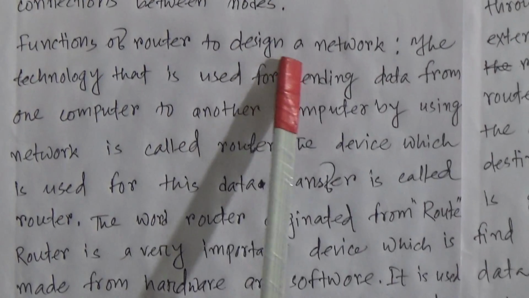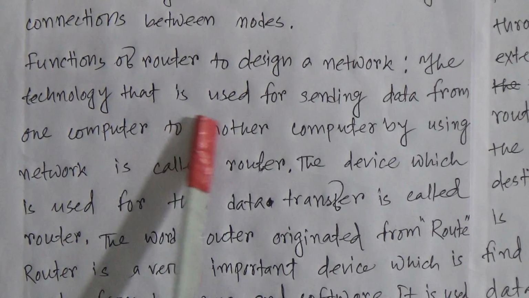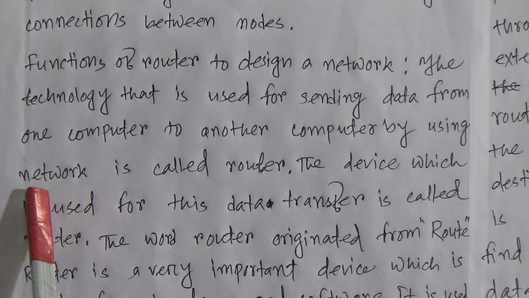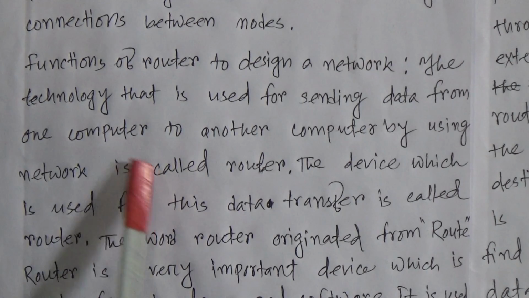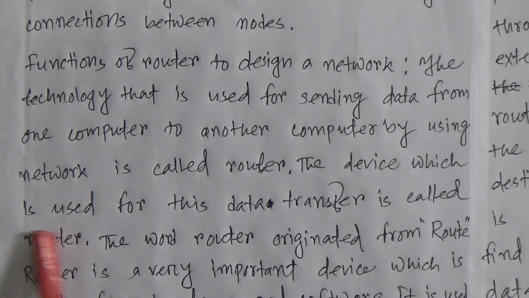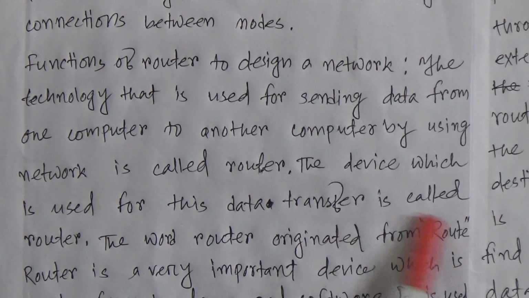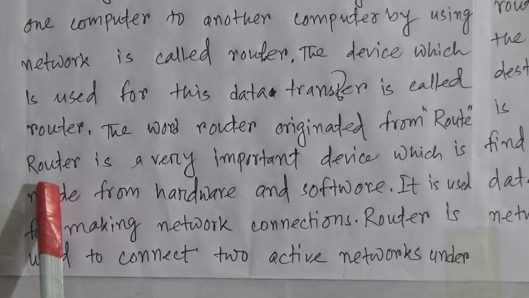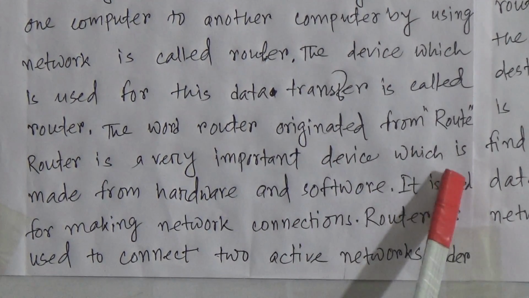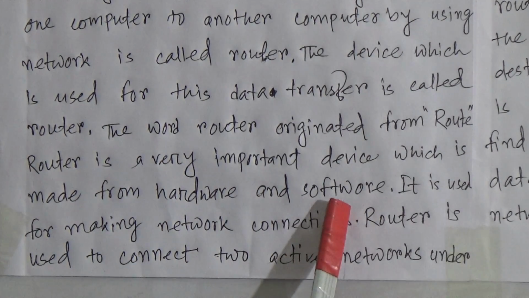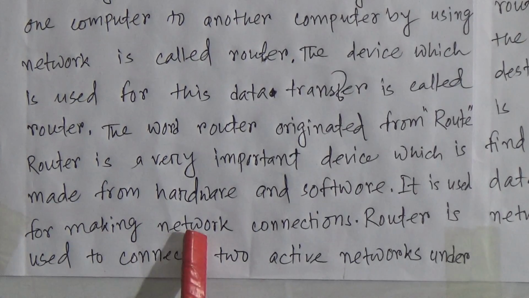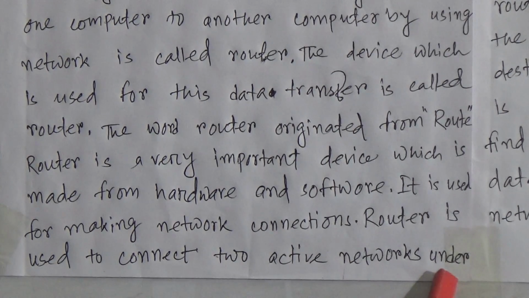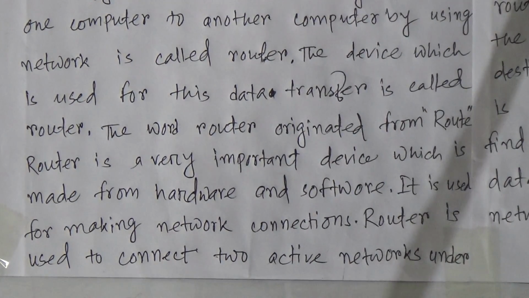Functions of router to design a network. The technology that is used for sending data from one computer to another computer by using network is called router. So this is called router. This device which is used for this data transfer is called router. The word router originated from root. Router is a very important device which is made from hardware and software. It is used for making network connections. Router is used to connect two active networks under the same protocol.